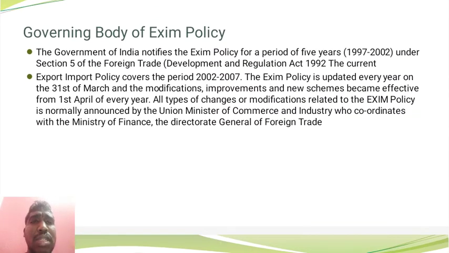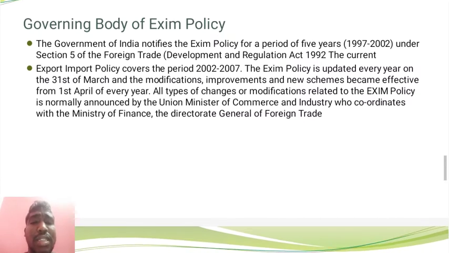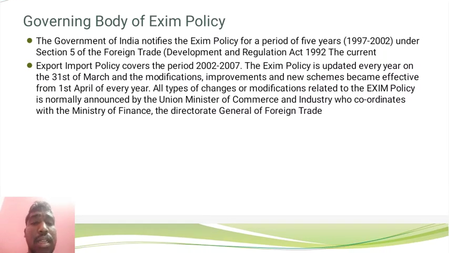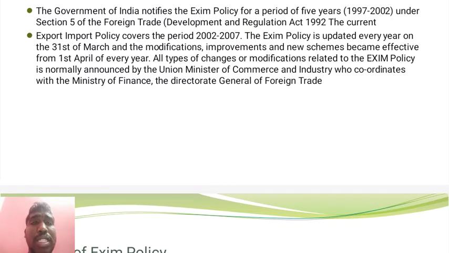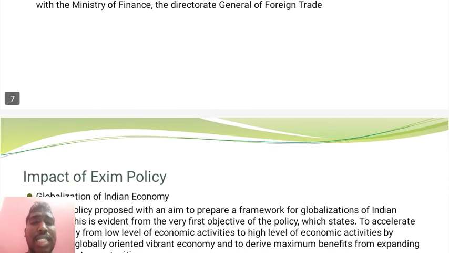Next, we come to see the governing body of the Exim policy. The government of India notifies the Exim policy for a period of 5 years. As I told, the policies will be replaced once every 5 years, and the export import policy covers the period 2002 to 2007. You can search for the 5-year policies where it has changed.